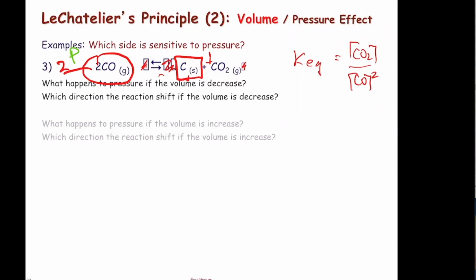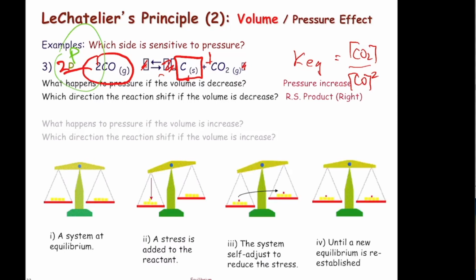And so what happens when you decrease the volume, you increase the pressure, you're putting a stress on the product side, you're going to cause that reaction to shift to the right. And that's what you see right here, okay? You're putting stress on the reactant, you're increasing the pressure, the reaction is going to shift to the product side.